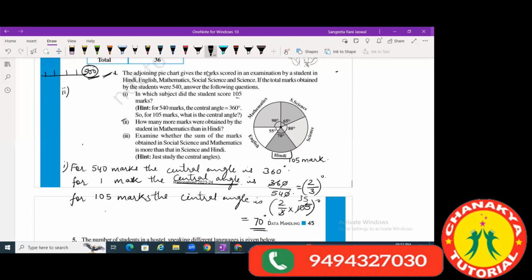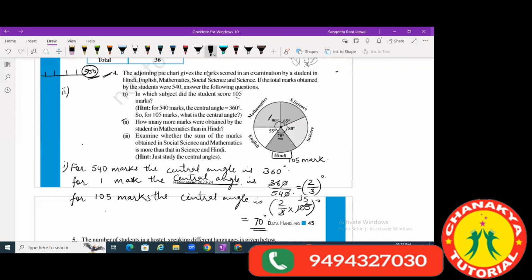Because we can see here, the central angle for Hindi is 70 degrees. Central angle for mathematics is 90 degrees. That means he's getting more marks than 70. This is understood by the figure, no? That he's getting more marks in mathematics than Hindi, because we can see the chart here. It's 90 degrees and this is 70 degrees.